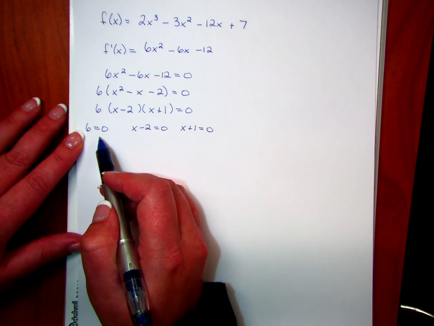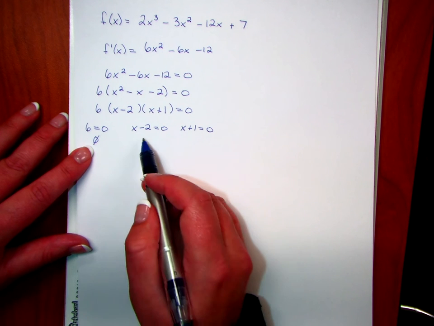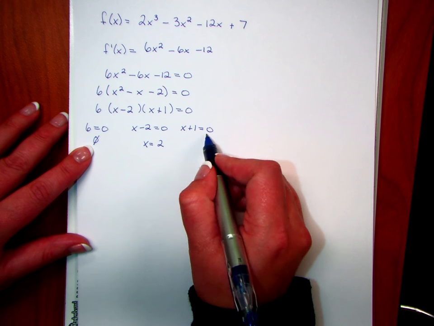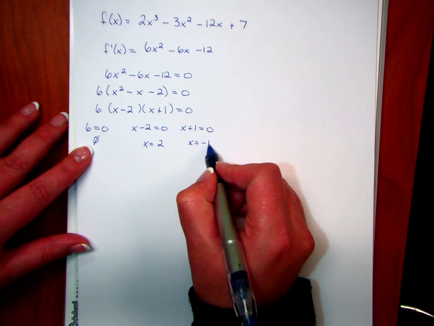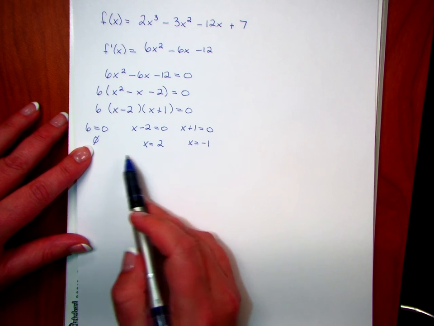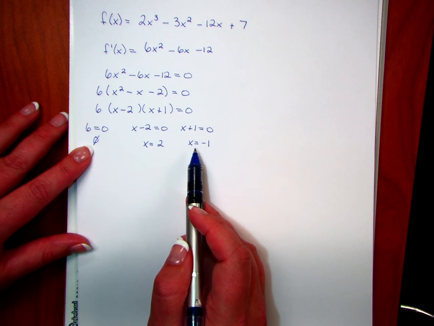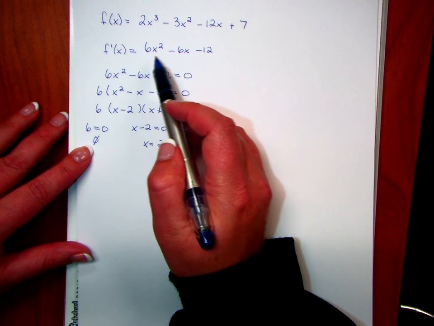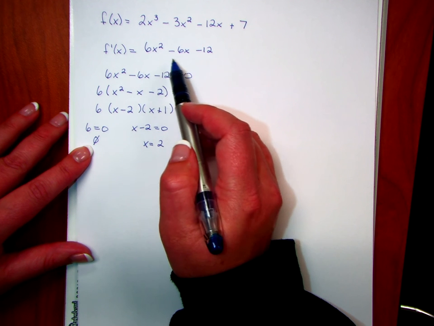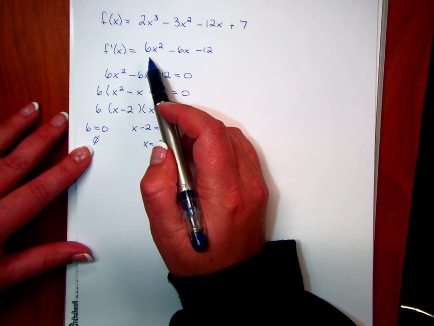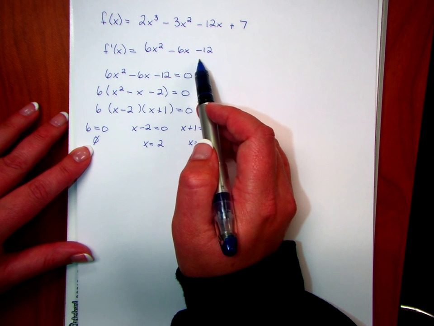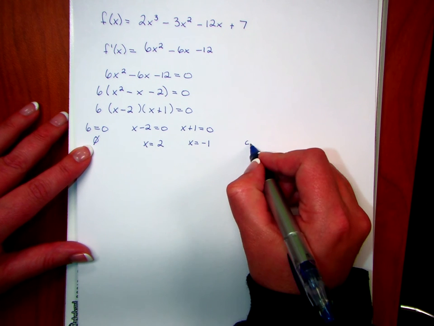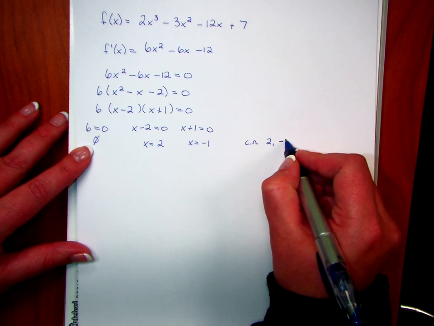Now when I set 6 equal to 0, there's no solution. If I set x minus 2 equal to 0, I get 2 as a solution, and if I set x plus 1 equal to 0, I get negative 1 as a solution. So right now we have 2 critical numbers. This is where the derivative equals 0. So if we ask ourselves where the derivative does not exist, this is a quadratic, and the domain of this quadratic is all real numbers. So there is no point where this derivative does not exist. So we have 2 critical numbers, 2 and negative 1.